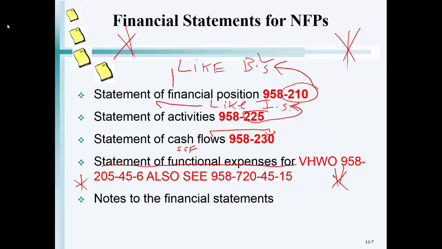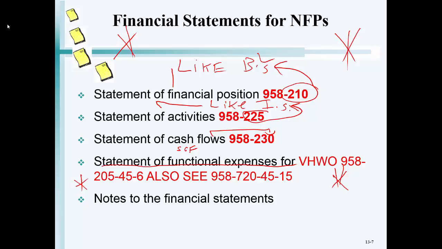Now, this last one down here is something called a statement of functional expenses. Statement of functional expenses is probably something you have not had exposure to because it's not something that commercial entities prepare at all. So it's a new statement that we're going to learn something about. I am not going to require you to prepare a statement of functional expenses. I am, however, going to require that you understand how to use one and how to look at one, right?